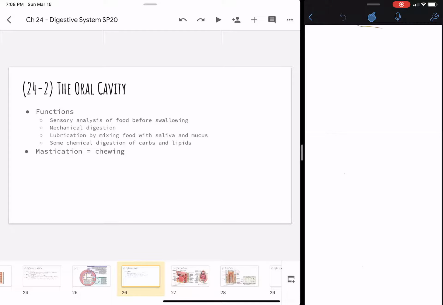Welcome to 24-2, which is the oral cavity. I don't have too much to say on here. Pretty much everything that the book says is about all that we'll really cover when it comes to the oral cavity, so I apologize to those who are interested in learning more.